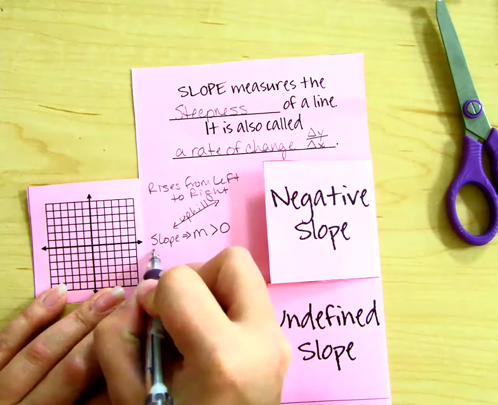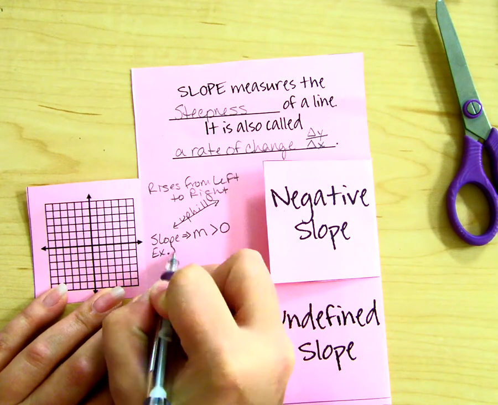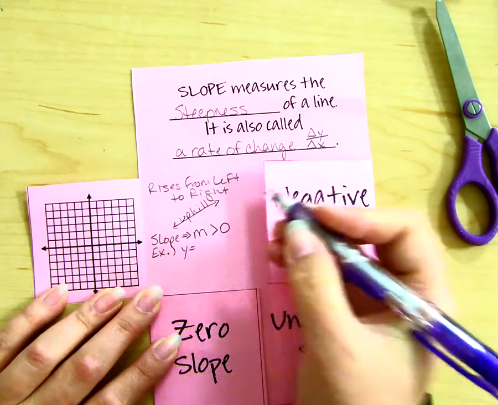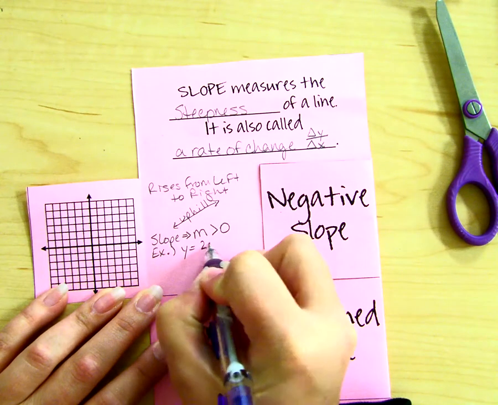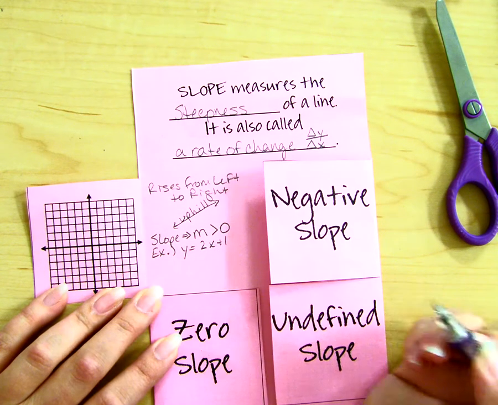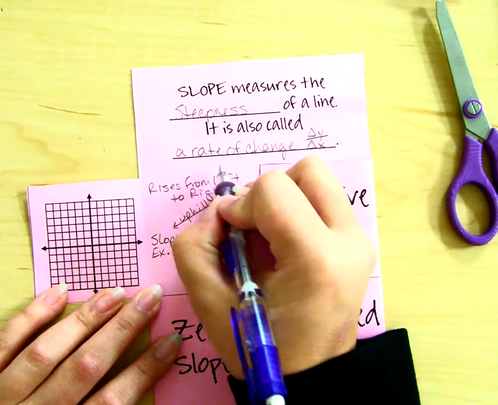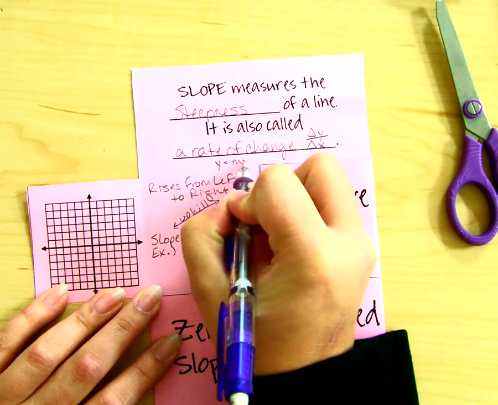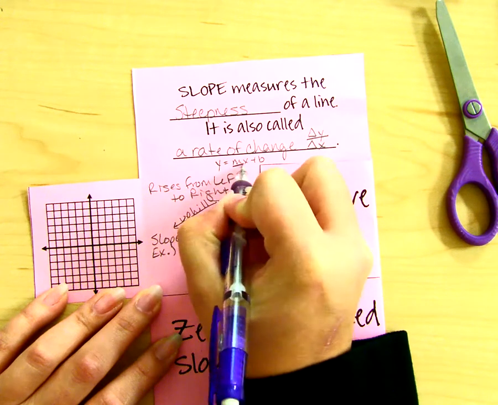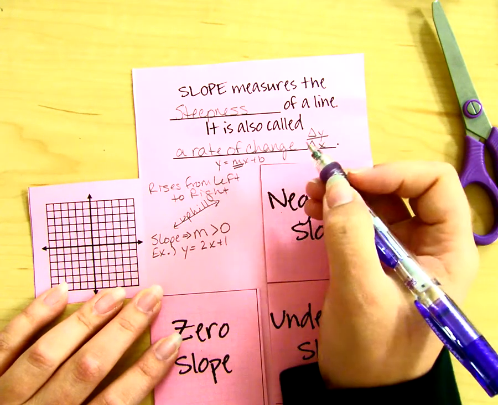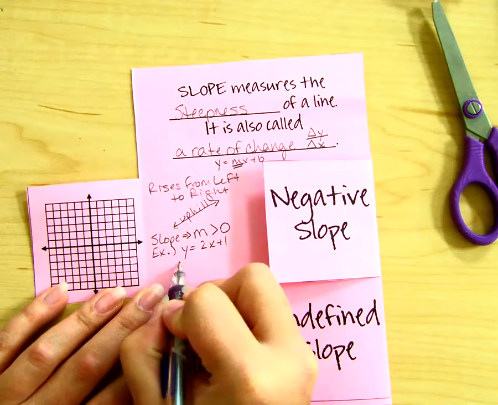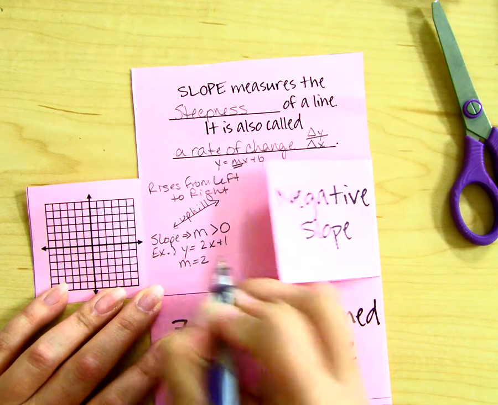And I'll give you an example. y equals 2x plus 1. Our slope, remember, this comes from that equation y equals mx plus b. Our slope is the m, it's the value in front of x. So in this case, m is a positive 2.